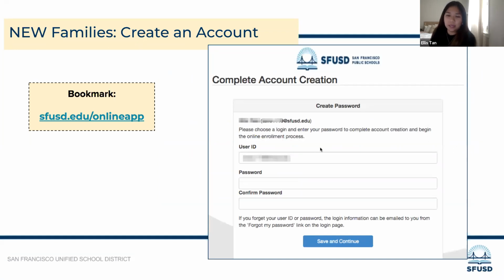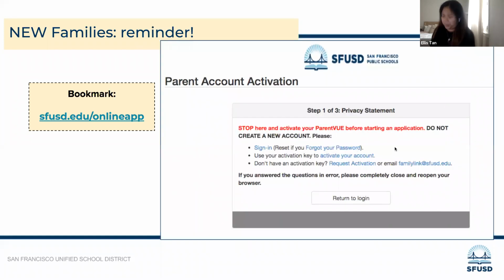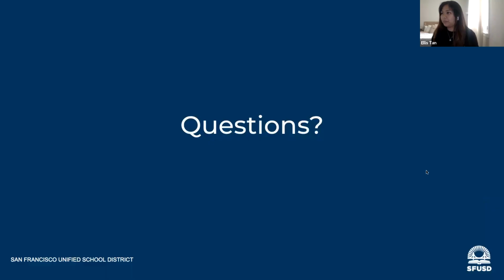So this is what the link will look like. Once you click there, you'll create your username and your password. What I want to show you here is that this screen will pop up. If you remember the two questions I showed earlier, if you answer yes to one of those questions, we're going to try to stop you there and tell you to create a parent view account or use your parent view account to complete the online application. So I'm going to show you what that looks like.